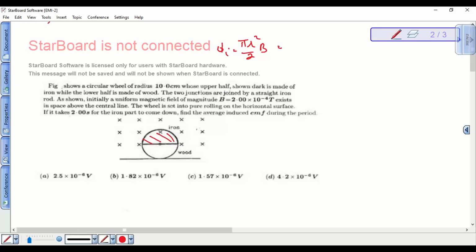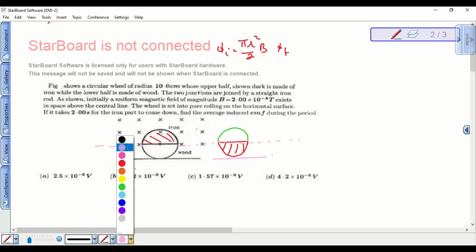then this is the initial flux. And finally, when this loop takes a turn and this iron part comes like this, you have a situation where this green part is the wooden part. Now the whole of the iron part is outside the magnetic field. You see this, the iron part is out of the magnetic field. So finally the flux will obviously be 0, because there is no magnetic field associated with the iron part anymore.